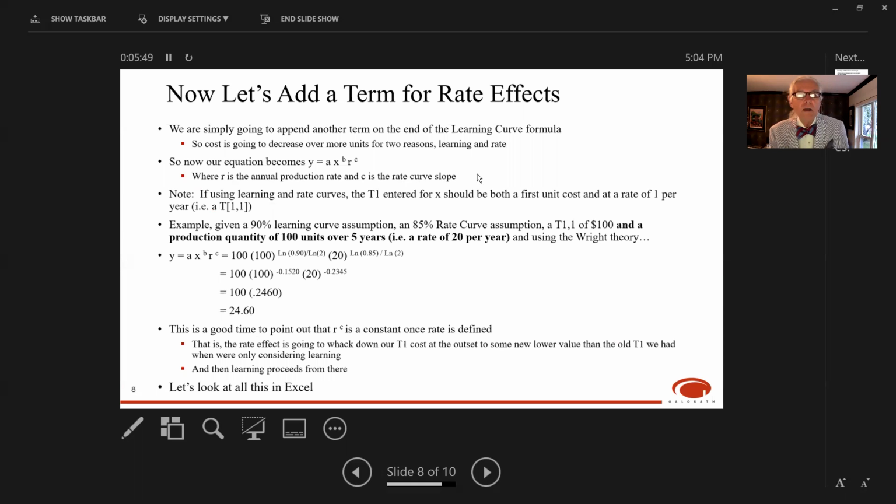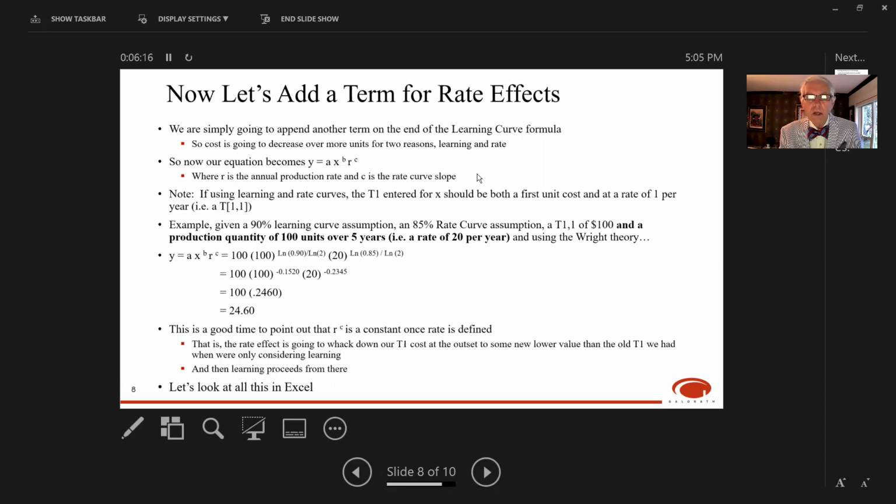Now let's add that term for rate effects. We're simply going to append another term at the end of the formula. So now our equation becomes y equals a x to the b, r to the c, where r is the annual production rate and c is the rate curve slope. Now note, if you're using learning and rate effects, the first unit cost entered for x should really be both a first unit cost, taking into account learning, and a rate of 1 per year.